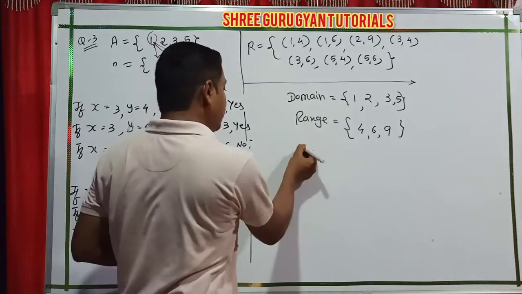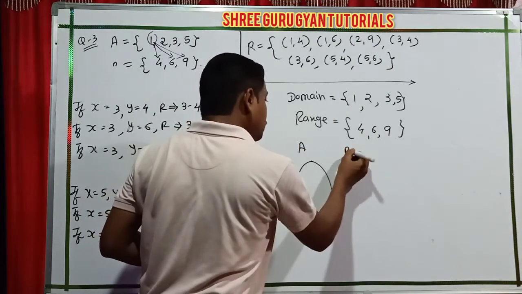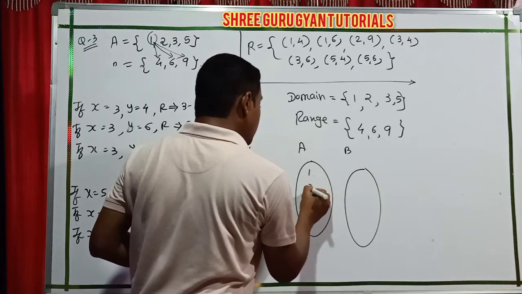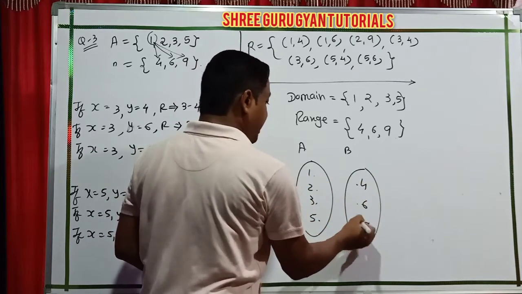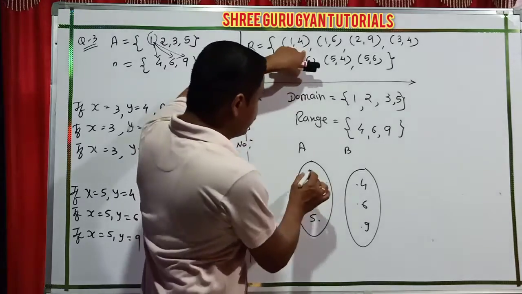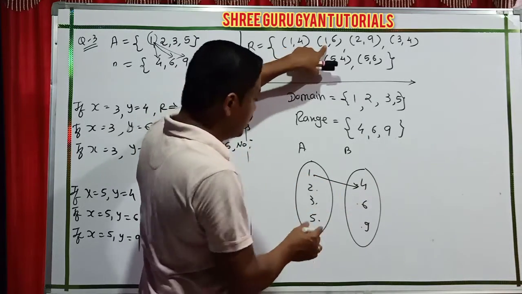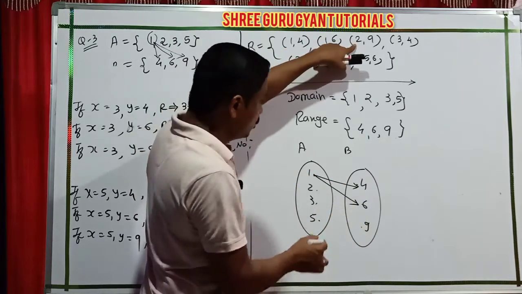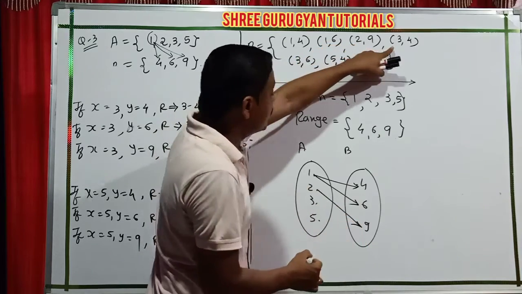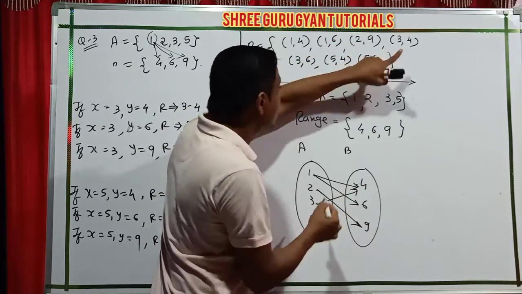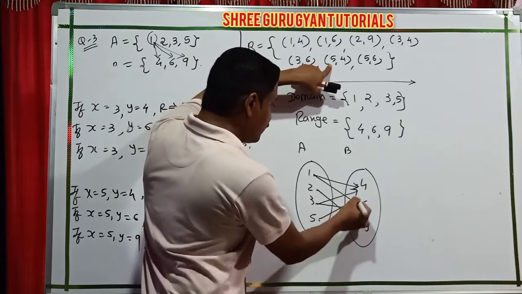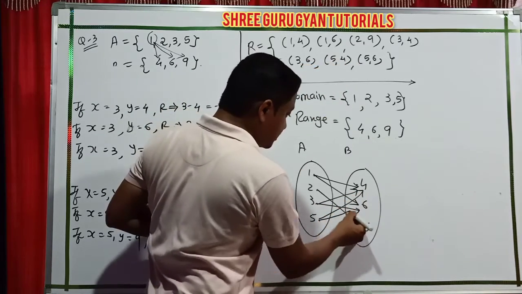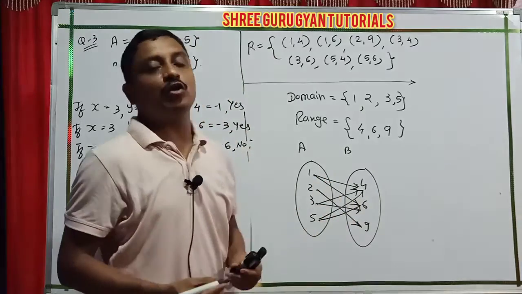And finally you define the drawing to check. 1, 2, 3, 5. Here 4, 6, 9. Relation is 1 to 4. This is the first relation. 1 to 6. Now 2 to 9. 3 to 4. Now 3 to 6. 5 to 4. And last, 5 to 6. This is the type of arrow diagram, students.